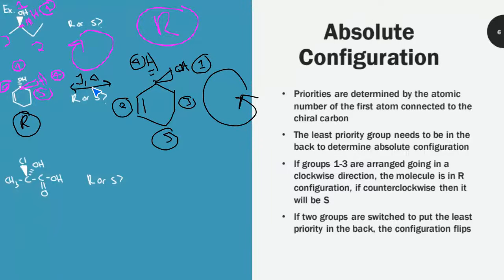Okay, I don't know how well this helps you, but the least priority group is in the back, and then this is my steering wheel, and I'm trying to figure out which way it's going. I don't know if that helps at all.